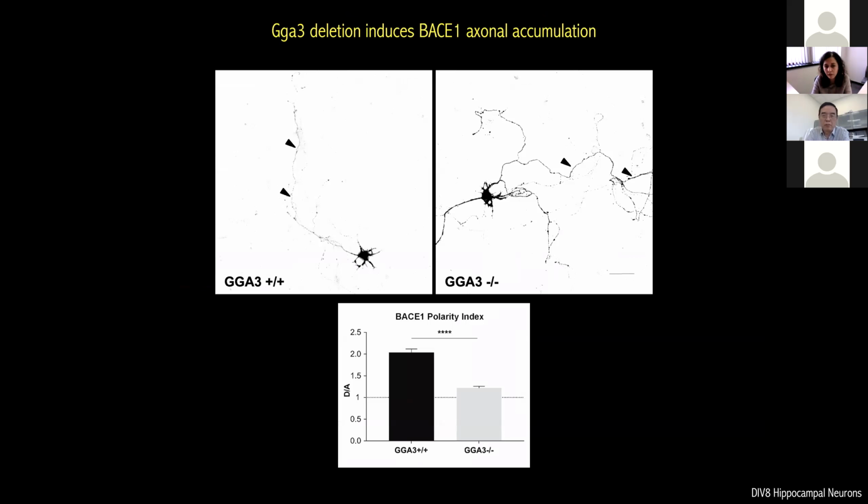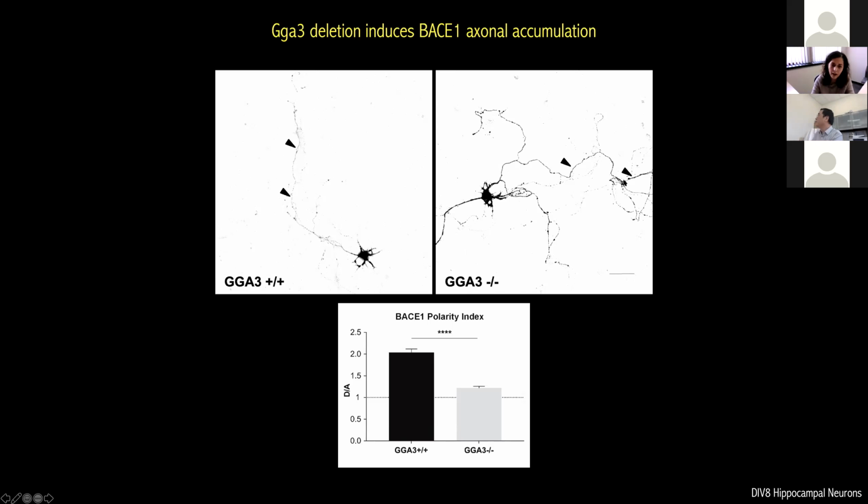As I mentioned before, we knew that when you delete Gga3 in a mouse brain, base 1 gets elevated. We didn't know, again, exactly where this elevation was taking place. And in this image, you have two neurons, a Gga3 wild type neuron and a knockout neuron, where we overexpress base 1. And from this overexpression, it was immediately obvious that base 1 was elevated in the knockout neurons, specifically at the axonal level.